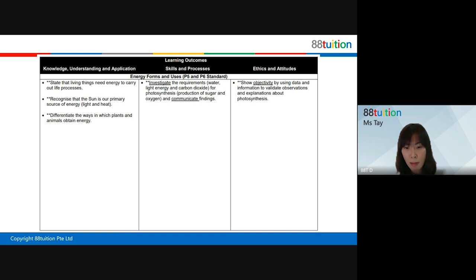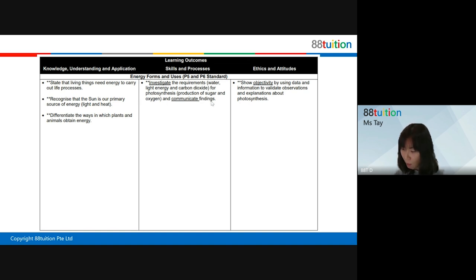Oh, okay. I see. Gravitational force. I understand. Okay, Luki. Now, come back to this. Now, differentiate the ways in which plants and animals obtain energy. Animals obtain energy by eating plants and other animals, right? But plants get energy by making their own food, by photosynthesis.